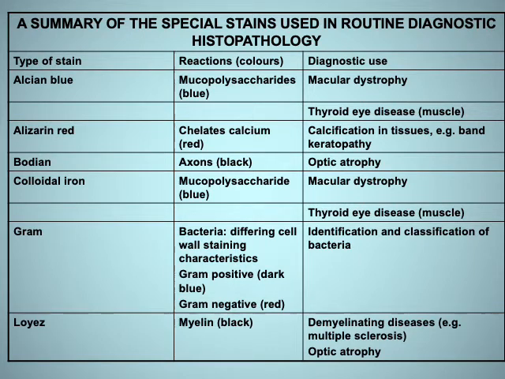As for Gram stain, it's one of the most important stains, which stains bacteria, differentiating by cell wall staining. Gram positive microorganisms stain dark blue. Gram negative stain red. It is used for identification and classification of bacteria.